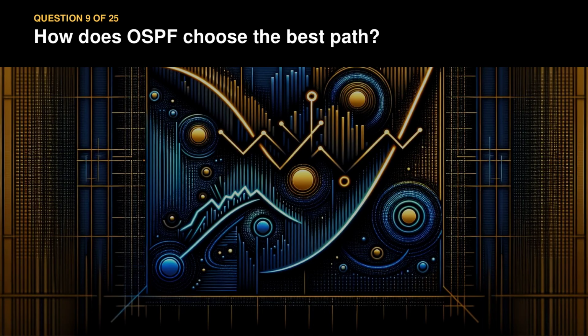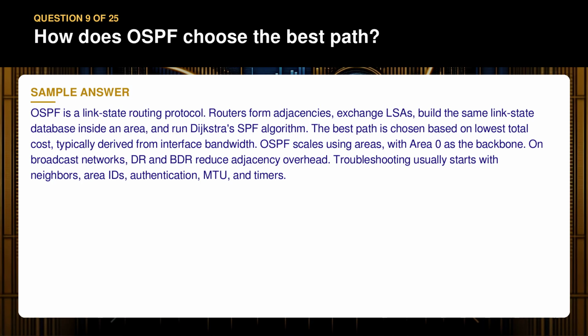Question 9. How does OSPF choose the best path? OSPF is a link state routing protocol. Routers form adjacencies, exchange LSAs, build the same link state database inside an area, and run Dijkstra's SPF algorithm. The best path is chosen based on lowest total cost, typically derived from interface bandwidth. OSPF scales using areas, with Area 0 as the backbone. On broadcast networks, DR and BDR reduce adjacency overhead.